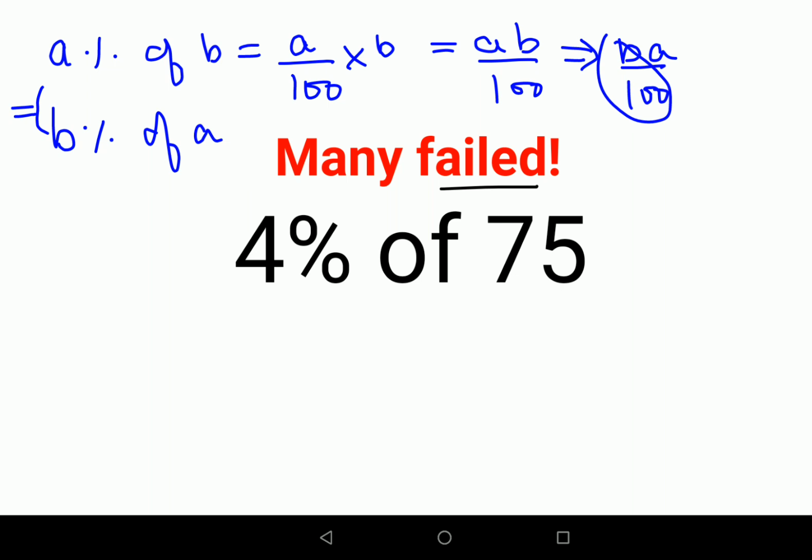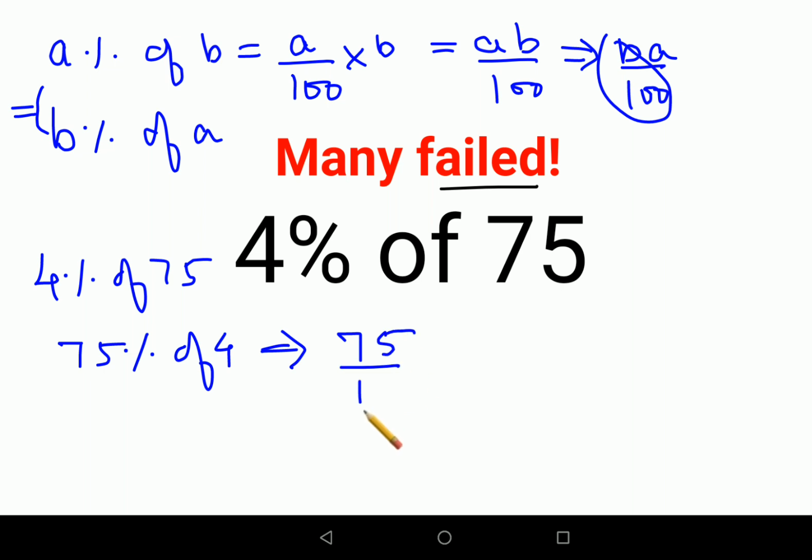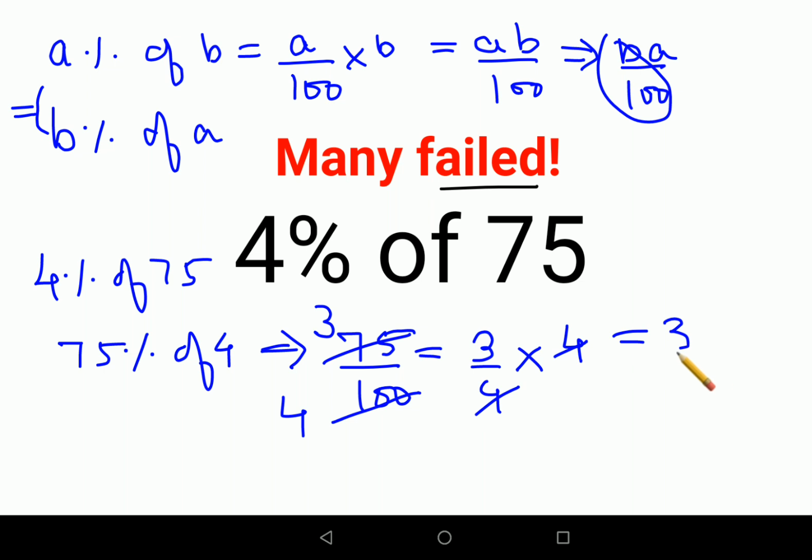So here, instead of just doing 4% of 75, we can also say it is nothing but 75% of 4. And as we all know, 75% is nothing but 75 upon 100, that is nothing but 3 by 4. Correct? Because they both go in 25 table, 25 fours are 100 and 3s are 3 into 4. So the 4s are cancelling. Answer is just 3. I hope this is very clear to everyone.